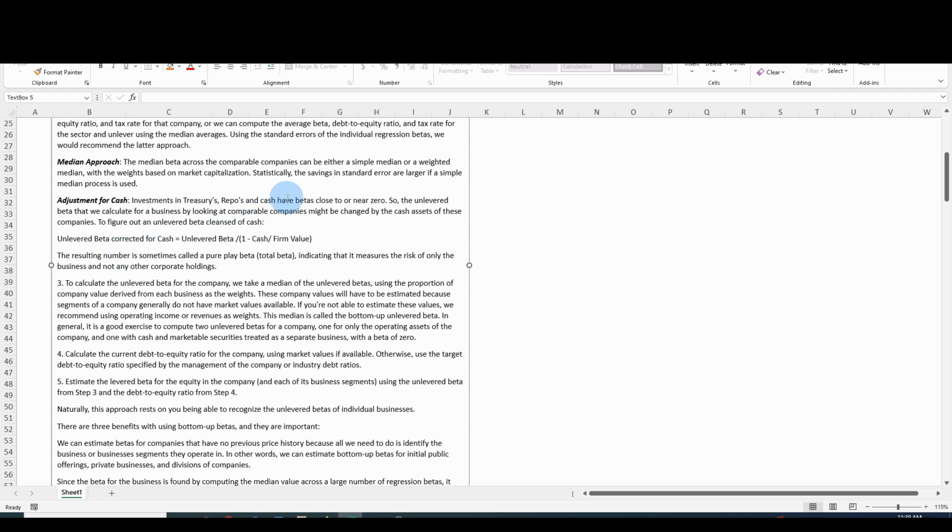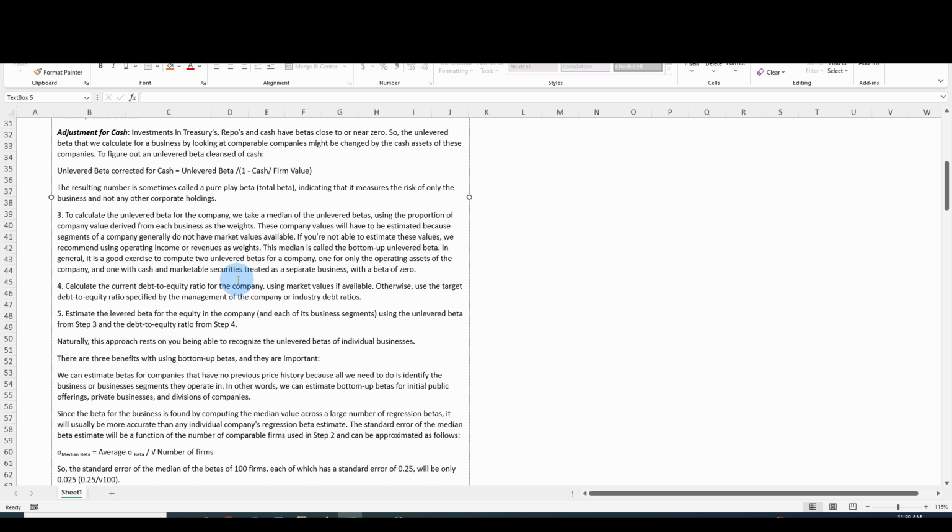How much cash do they have on hand? It's going to be a huge variation if we don't take out the cash. So unlevered beta corrected for cash equals unlevered beta divided by 1 minus cash divided by firm value. The resulting number is sometimes called a total beta, indicating that it measures the risk of only the business and not any other corporate holdings.